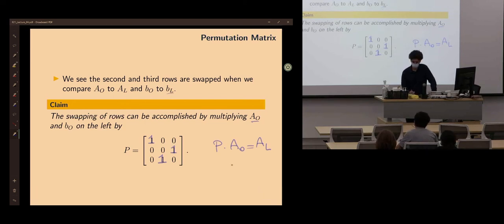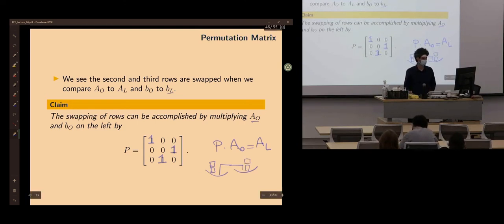Otherwise, if you have a scale, right? You have one weight here, one weight here. When you multiply, it's like you add a weight to this side, but not adding it to the other side. Obviously, you're ruining the balance. You should always multiply both sides of the equation by the same element.